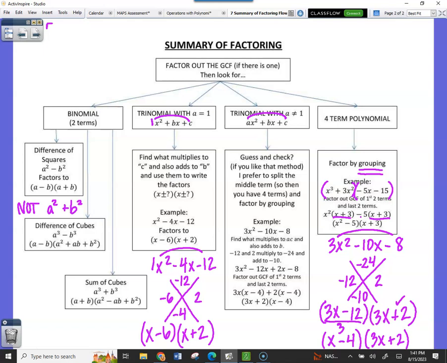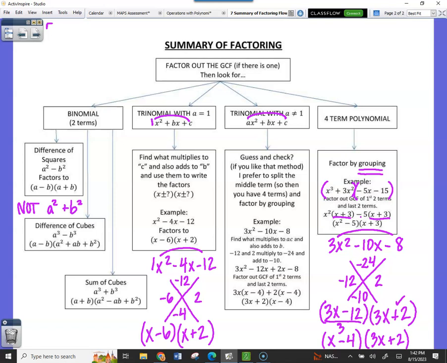So, if it's been a minute, refresh using the practice problems I gave you. Go to the back. You got 12 practice problems. They are all mixed up. You've got some sum or difference of cubes. You've got some difference of squares. You've got some with a GCF. And you've got some that are 4 terms and have to factor by grouping.